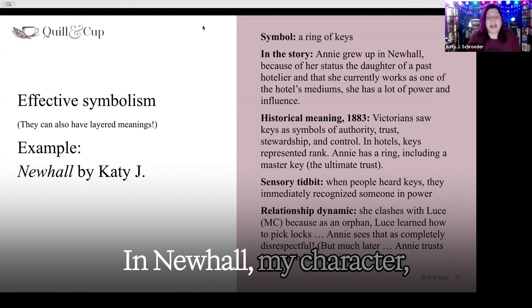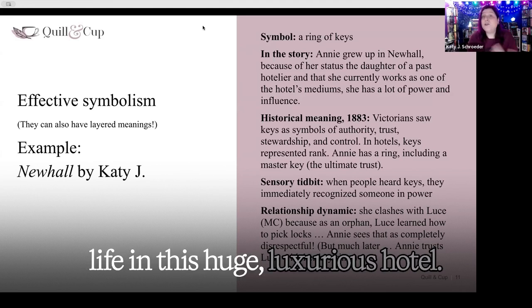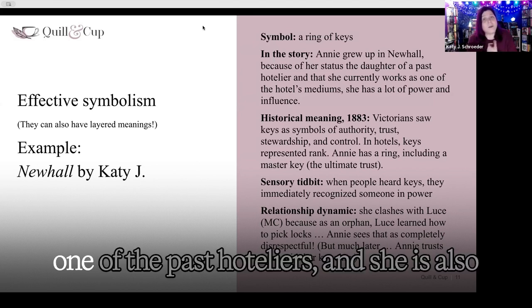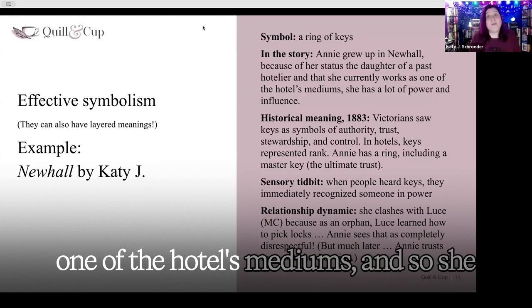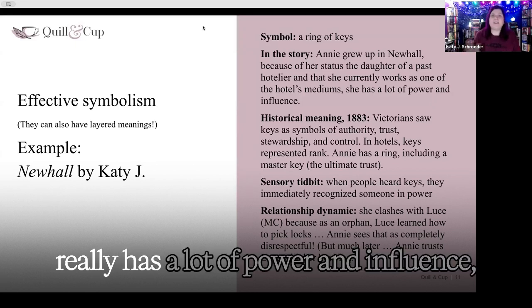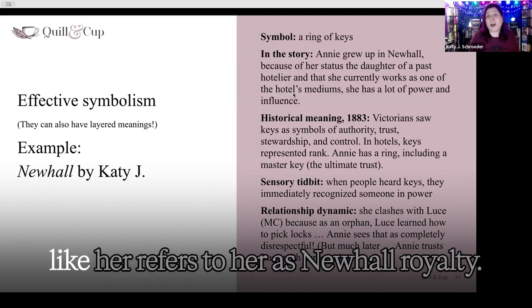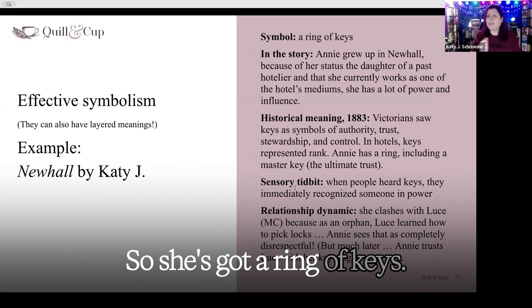In Newhall, my character Annie grew up her whole life in this huge, luxurious hotel. She has status because her father was one of the past hoteliers, and she is also one of the hotel's mediums. And so she really has a lot of power and influence, and somebody in the hotel who doesn't like her refers to her as Newhall royalty. So she's got a ring of keys.